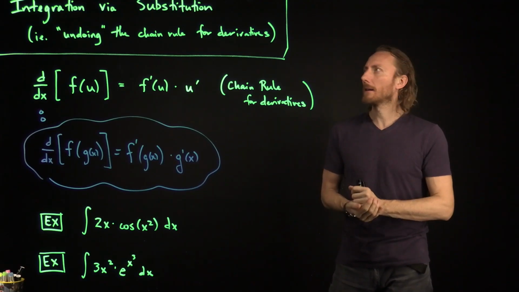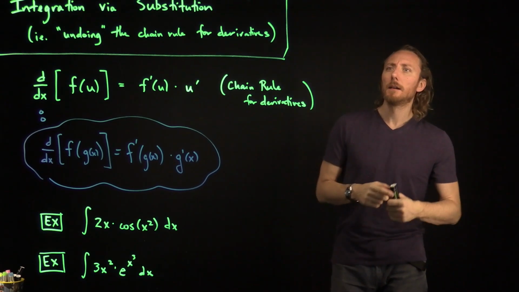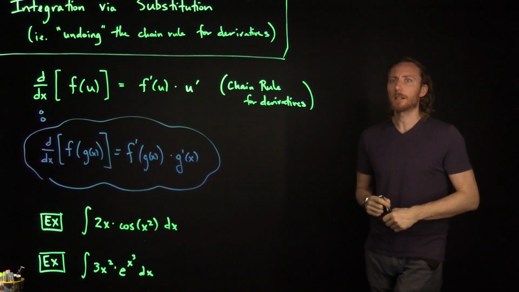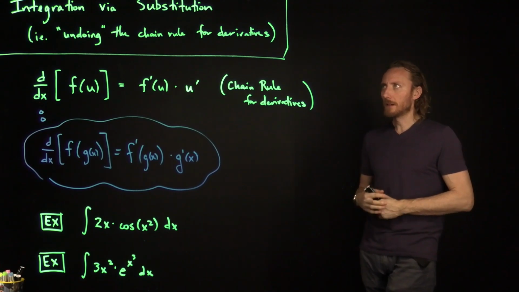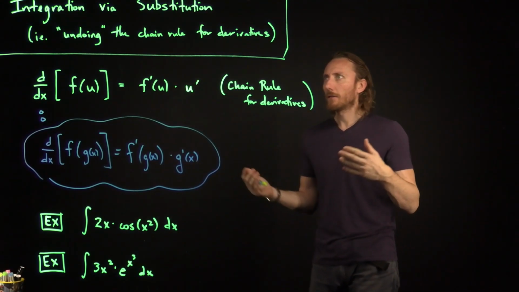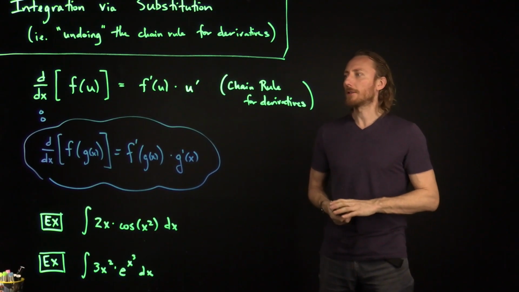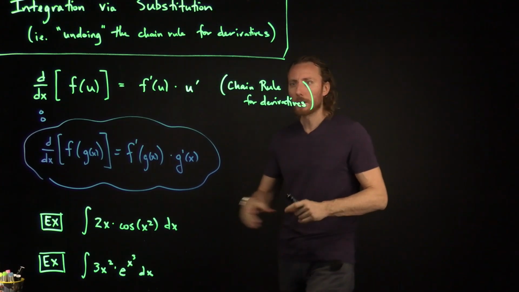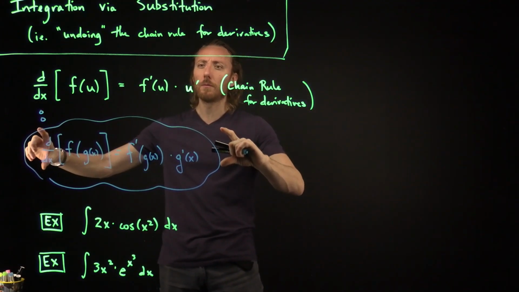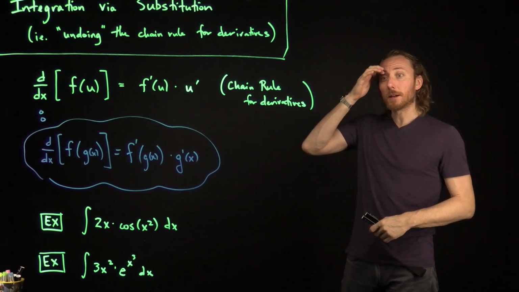All right, welcome back. So in this session, we are going to take a look at introducing a concept of integration via substitution. Essentially, this provides a technique for us to undo the chain rule for derivatives. So just to remind ourselves of the chain rule, admittedly, what is in this blue bubble is probably what you had seen initially whenever you had seen the chain rule.